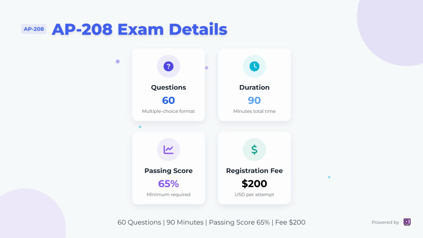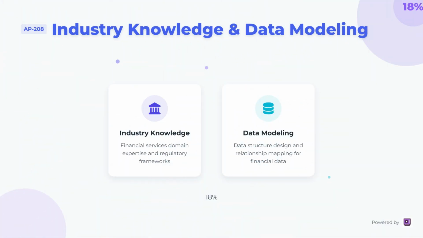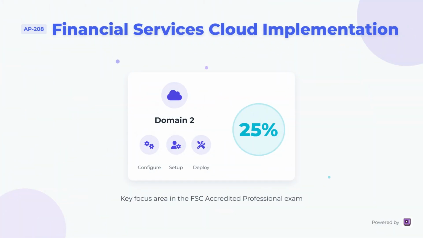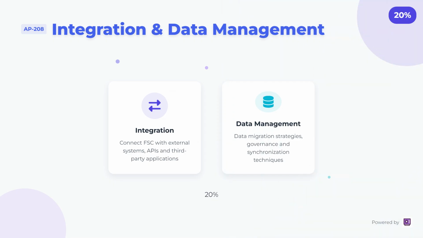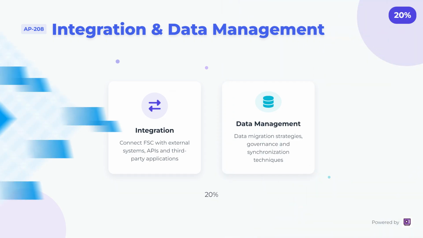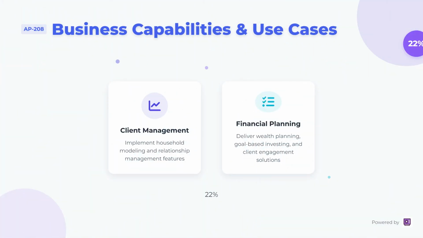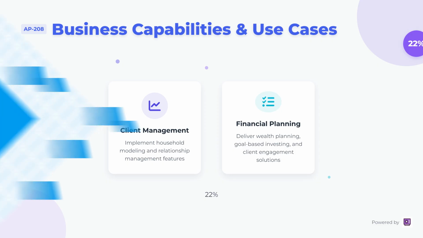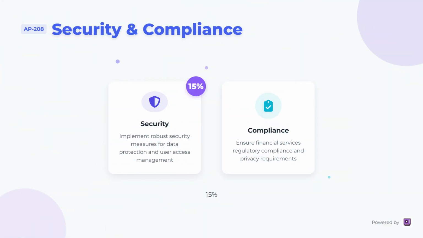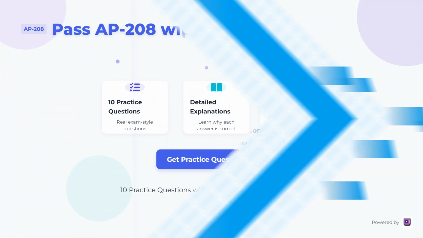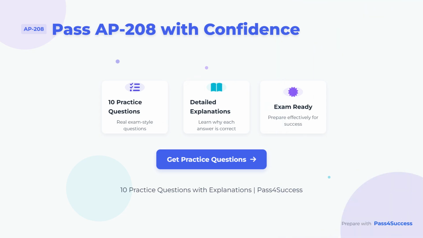60 multiple-choice questions, 90 minutes, passing score 65%, and the exam fee is $200. Retakes are also $200. Build your study plan around these domains: industry knowledge and data modeling, 18%, Financial Services Cloud implementation, 25%, integration and data management, 20%, business capabilities and use cases, 22%, and security and compliance, 15%. And stay tuned, because in this video, we'll also solve 10 practice questions together to help you get exam ready.